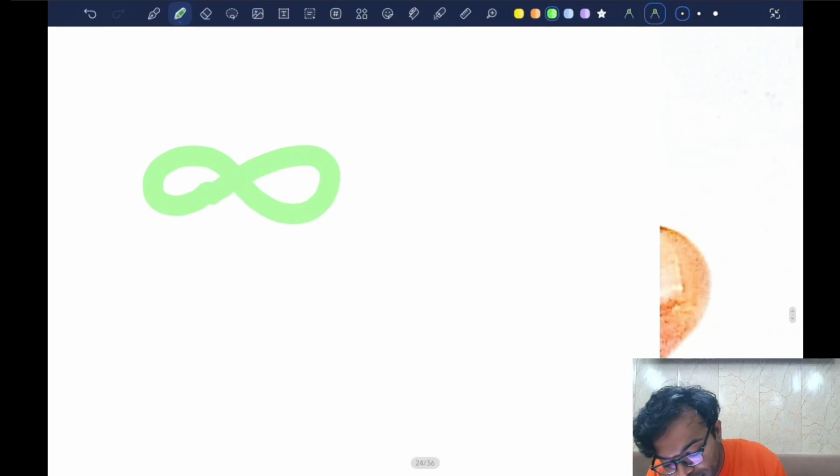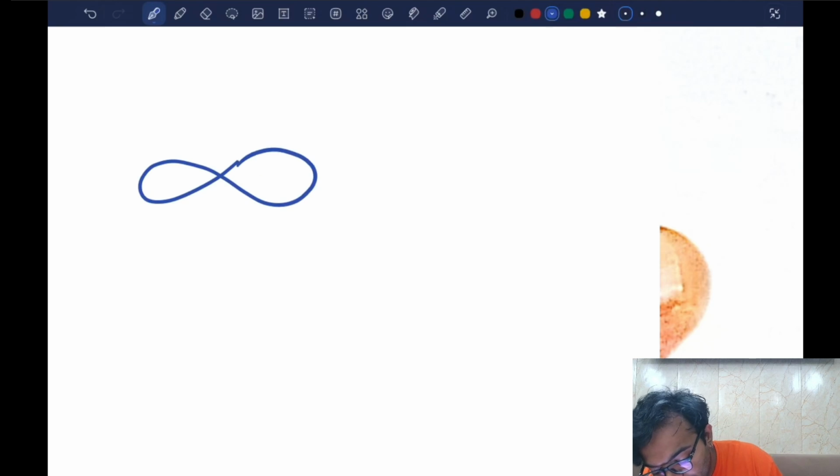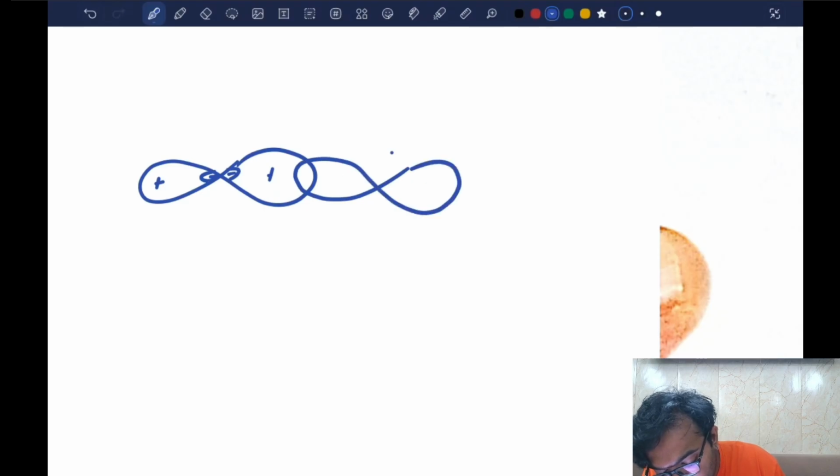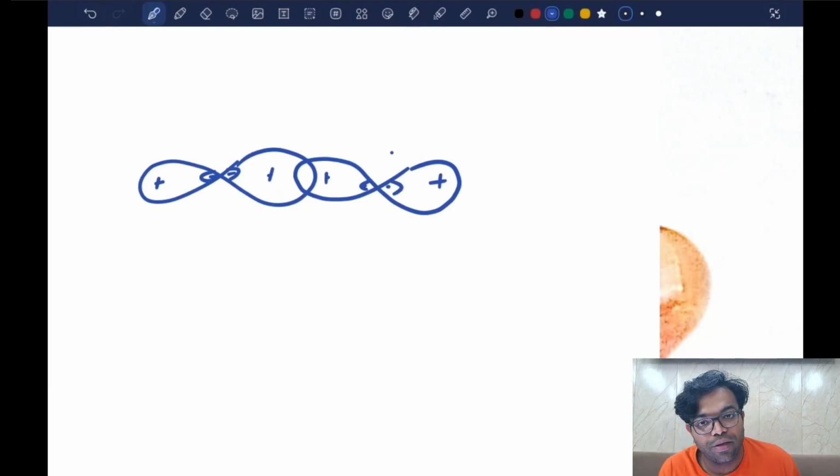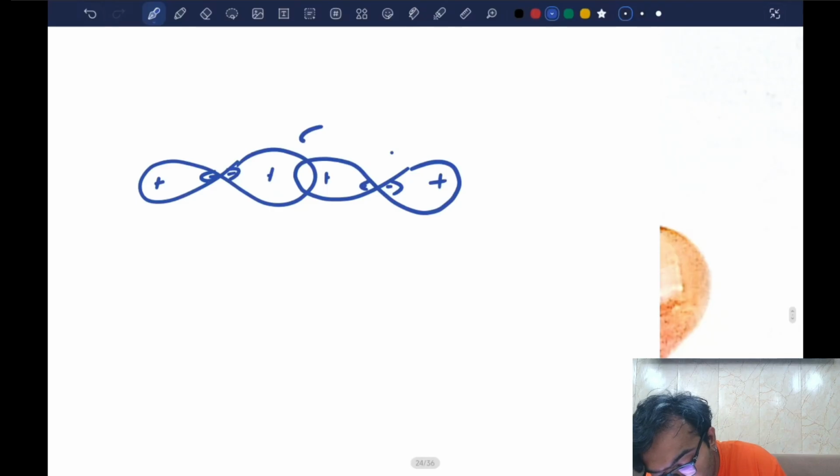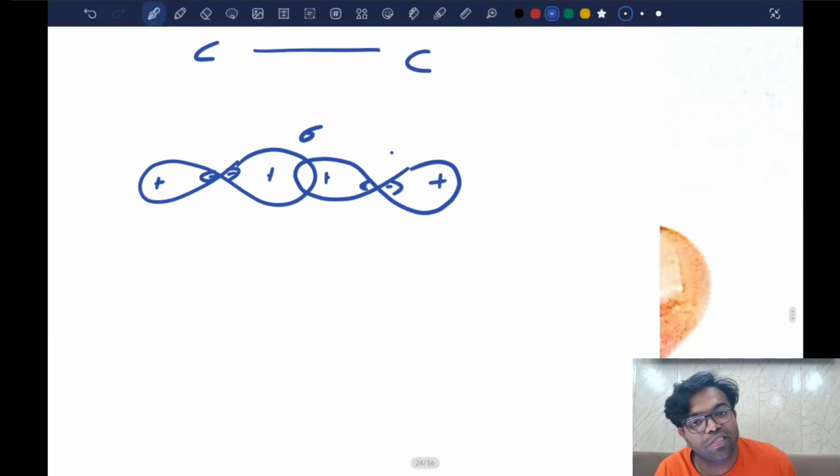This is one sp hybrid orbital. This is positive, positive, negative, negative. This is one of the carbon atoms. Now it is going to have another one, which is also positive, positive, negative, negative. So it has formed a head-on collision. Okay, so this is the sigma bond that we were talking about. This is one carbon here, this is one carbon here. So it has formed its first bond with each other.